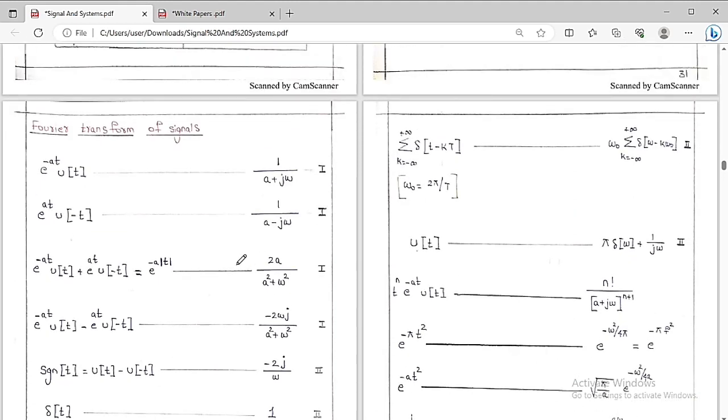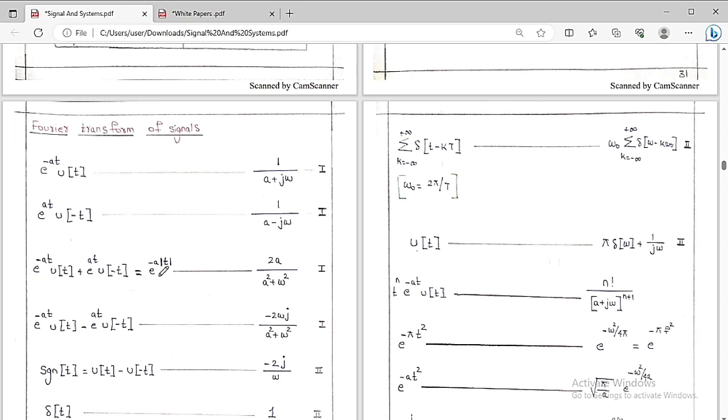Finally, remember clearly: e to the power of minus at into u of t has the Fourier transform 1 by a plus j omega. If you replace t by minus t, then replace omega by minus omega. Therefore you get e to the power of at into u of minus t has the Fourier transform 1 by a minus j omega. Do the addition of these two signals, and we get the addition of these two Fourier transforms.